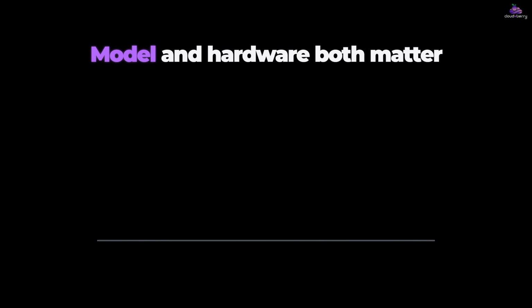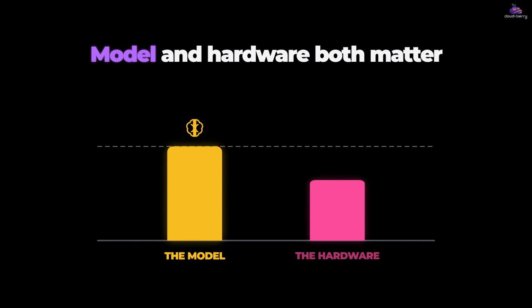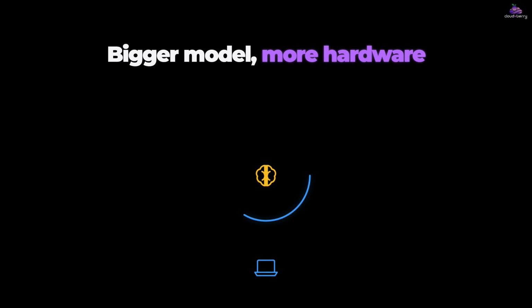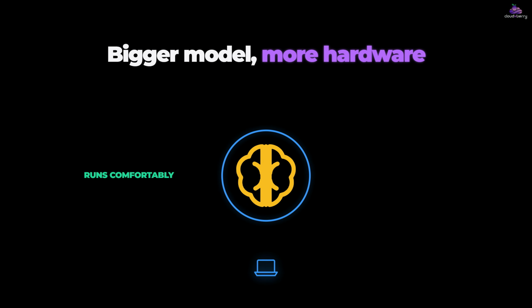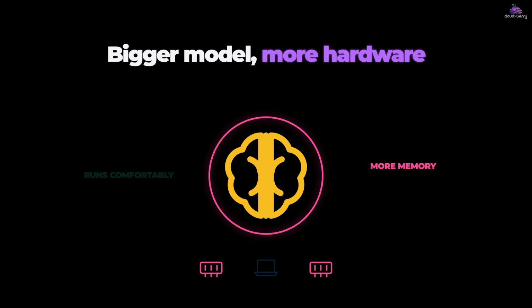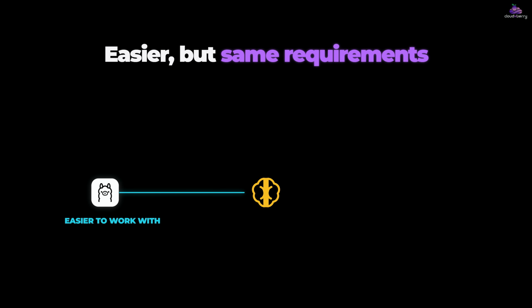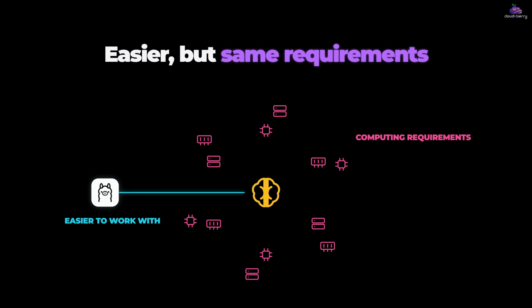Of course, there is one more thing to consider. The model and the hardware both matter. A smaller model might run comfortably on a laptop. A larger model may require significantly more memory and more powerful hardware. So Ollama can make it easier to work with models, but it doesn't remove the computing requirements of those models.